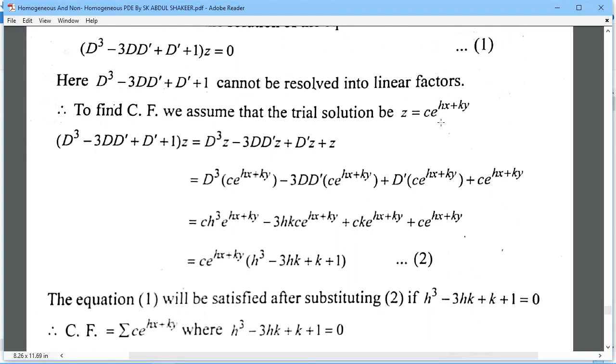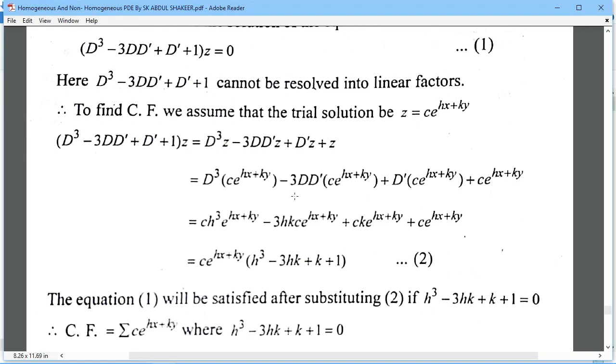Let it be z equal to c into e power hx plus ky. So here, operating with z, z is replaced with the solution which is already defined. The solution is z equal to c into e power hx plus ky. Then we have to differentiate thrice, where D means dou square by dou x dou y, and D dash means dou by dou y.